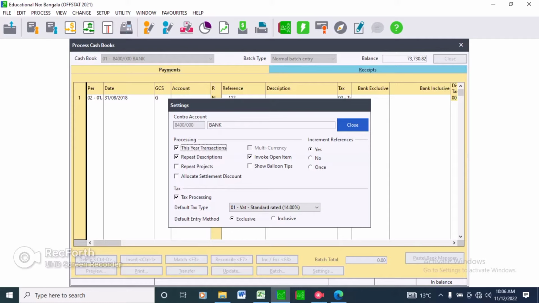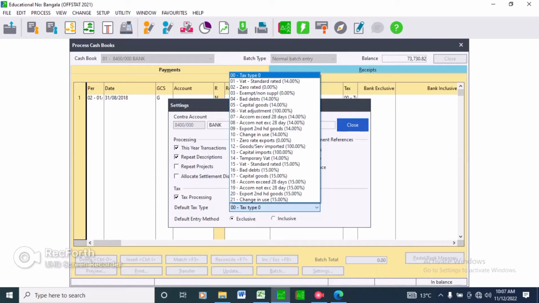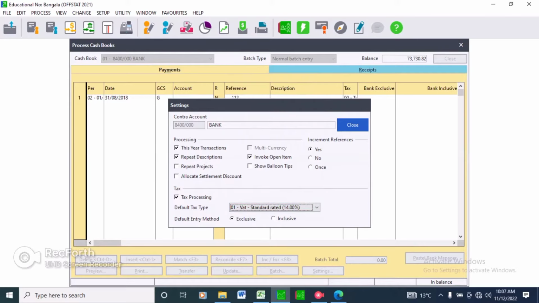Okay, under your settings, guys, remember, you might find that the tax is not activated. That's why before you can even process your journal, you need to go to your settings and, under settings, activate your tax. Then for the default, for now I can click standard rate, which is 14%, but on yours it will be updated. It's going to say 15%.